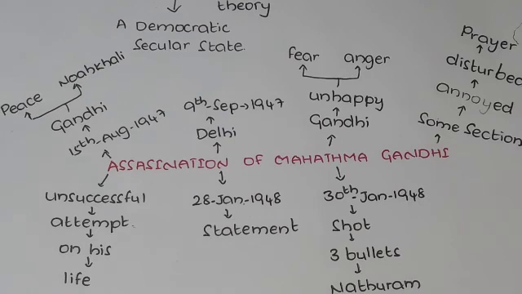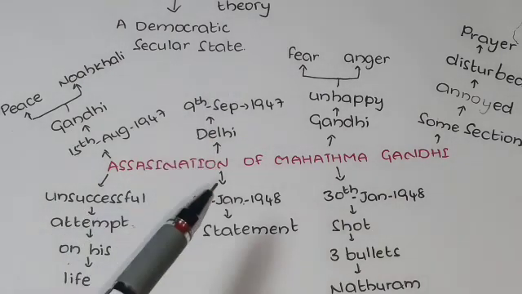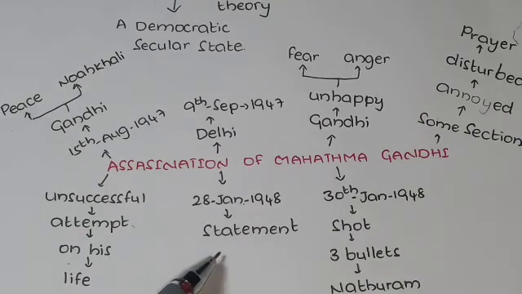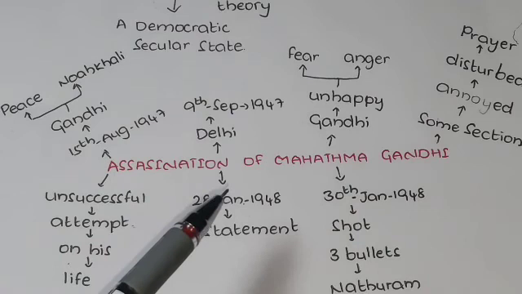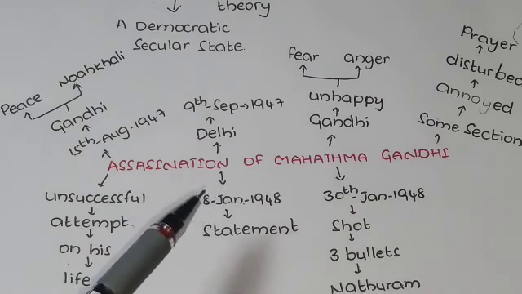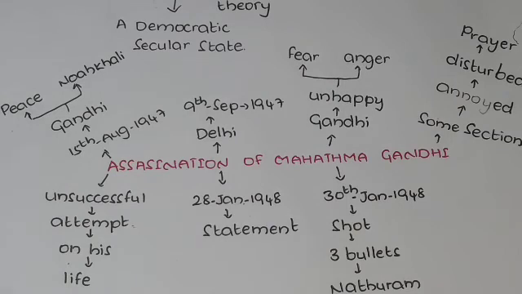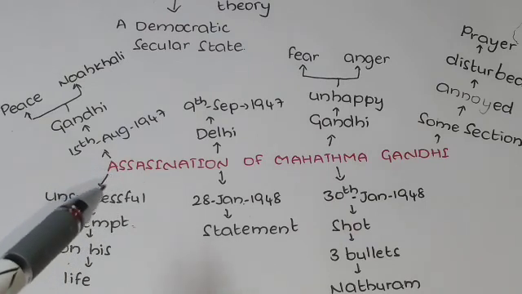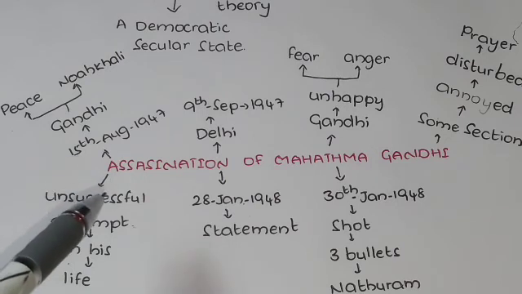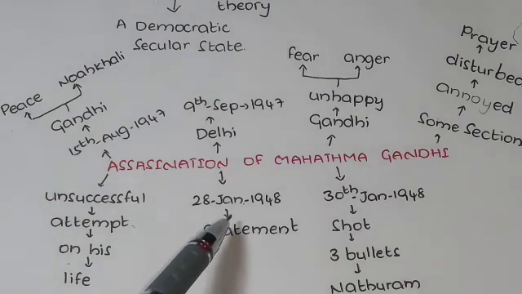An unsuccessful attempt on his life was made. Some sections of people were trying to kill him, but those attempts were unsuccessful. On 28th January 1948, Gandhi gave a statement: "If I am to die by the bullet of a madman, I must do so smiling. There must be no anger within me. God must be in my heart and on my lips." It means that if any madman tries to kill me, I am ready to die with a smiling face, and I will not be angry with him.